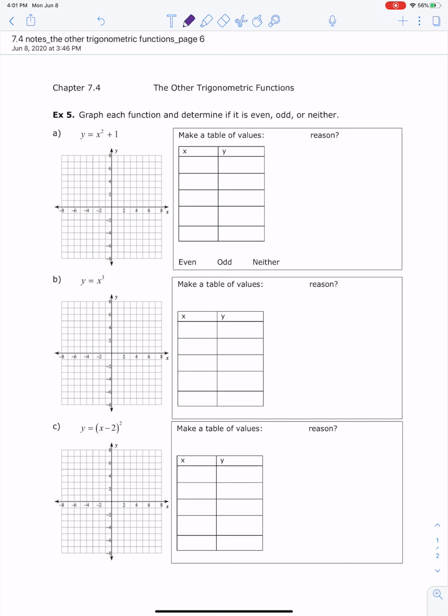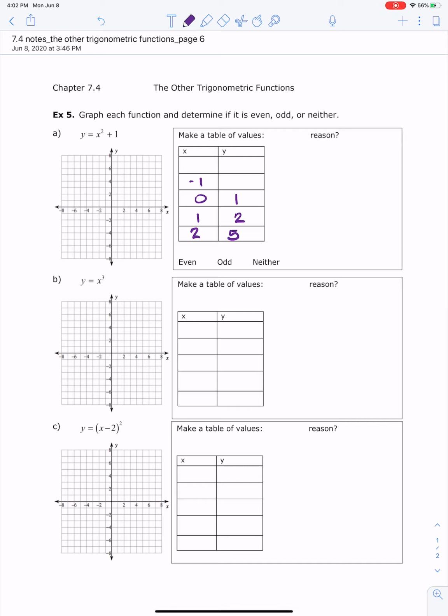Okay, that's a parabola that has been moved up 1. So I'm going to start by picking numbers here. I can plug in 0, 0 squared is 0, plus 1 is 1. 1 squared is 1, plus 1 is 2. If I plug in 2, I get 2 squared is 4, plus 1 is 5. And now I'm going to go the other direction. I know what a parabola looks like. I've got a vertex, and then it should turn around.